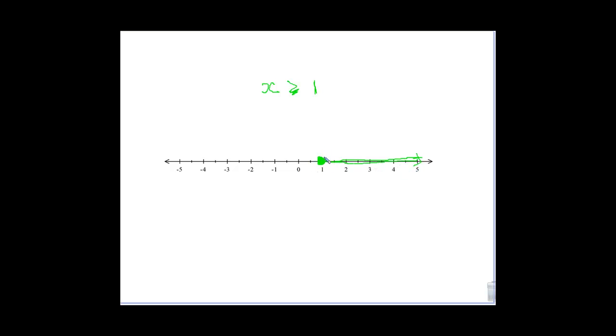So there we go. Greater than or less than depends on whether you go left or right. And equal to is a solid dot. Not equal to is an open dot.